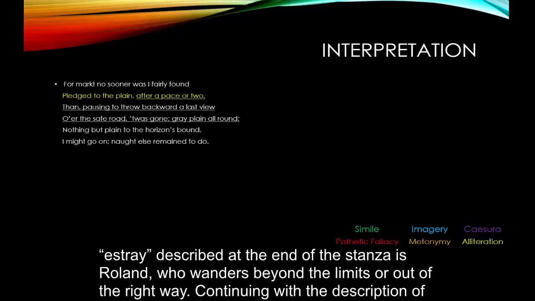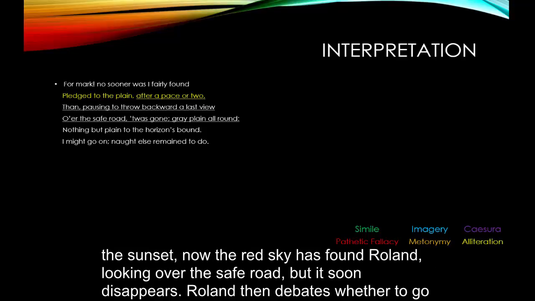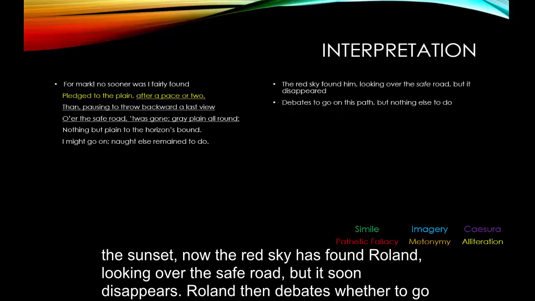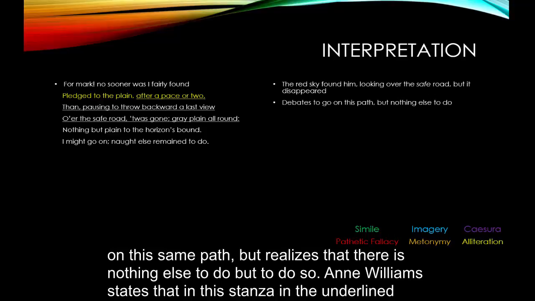Continuing with the description of the sunset. Now the red sky has found Roland, looking over the safe road, but it soon disappears. Roland then debates whether to go on the same path, but realizes that there is nothing else to do but to do so.